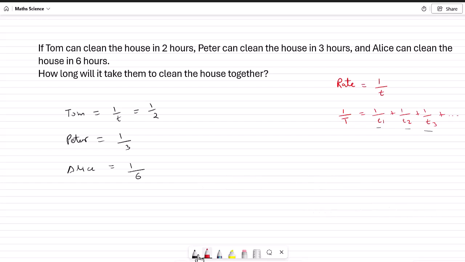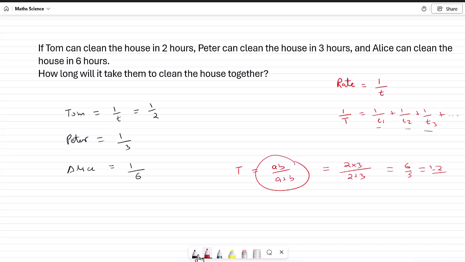Okay, and I'm going to show you a shortcut that you can use if you're just trying to find the time taken by 2 people together. It's only going to work for 2 people, not for 3. The formula is the time taken for 2 people equals A times B divided by A plus B. Let's say Tom takes 2 hours and Peter takes 3 hours, so it'll be 2 times 3, the product, divided by the sum, 2 plus 3, which is equal to 6 divided by 5, equals 1.2.